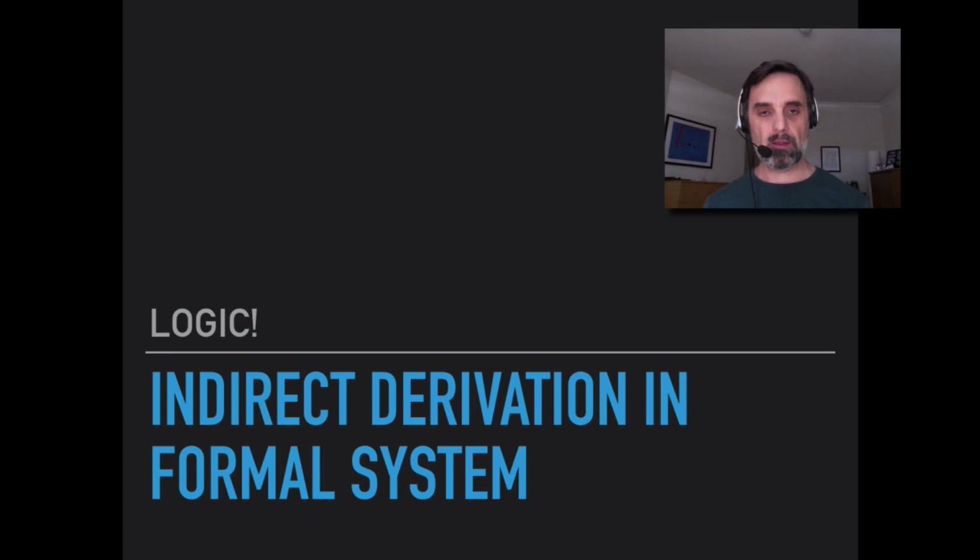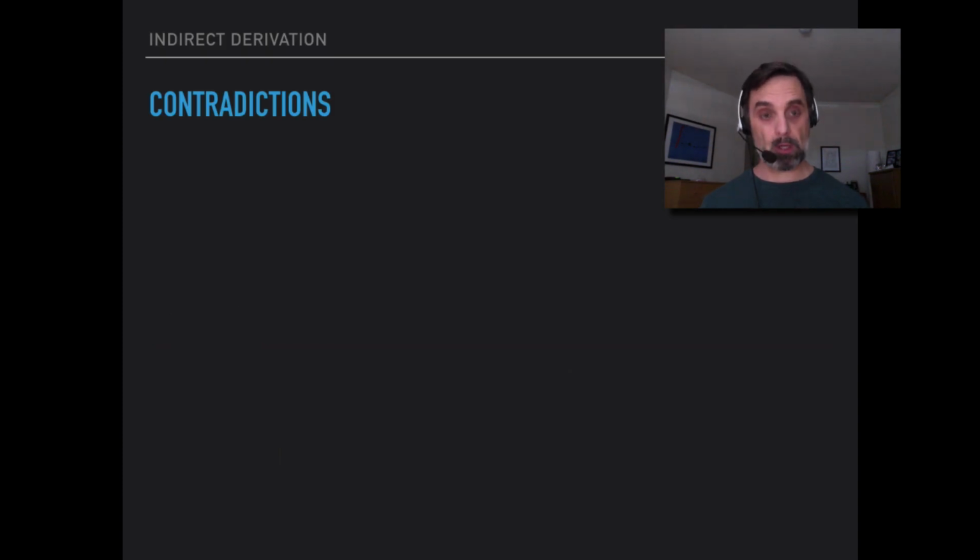Hello again. In this video we're going to learn about indirect derivation in the formal system. We want to make sure we know what a contradiction is to start with, and here are some examples in the formal system. P and not P, negation P, that's a contradiction. Negation P and negation P, that's another contradiction. P and Q, negation P and Q is yet another contradiction.